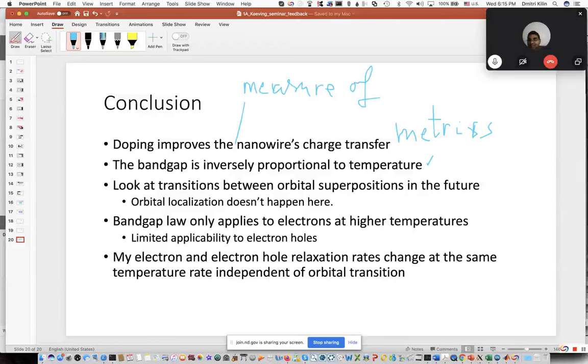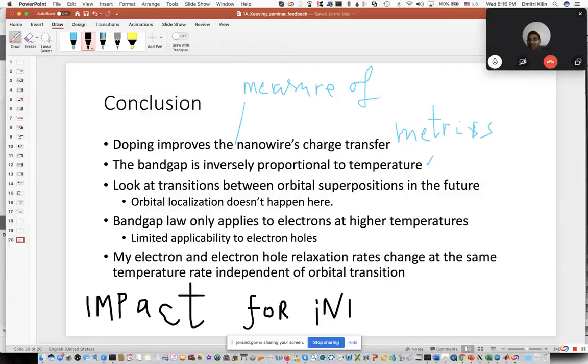All right, and then the band gap law only applies to electrons at higher temperatures. There's almost no applicability to electron holes. And then my electron and electron hole relaxation rates change at the same temperature rate, independent of orbital transition. So no matter what orbital transition you're looking at, the rate of change of my relaxation rate with respect to temperature is the same for each transition. And that concludes my talk.